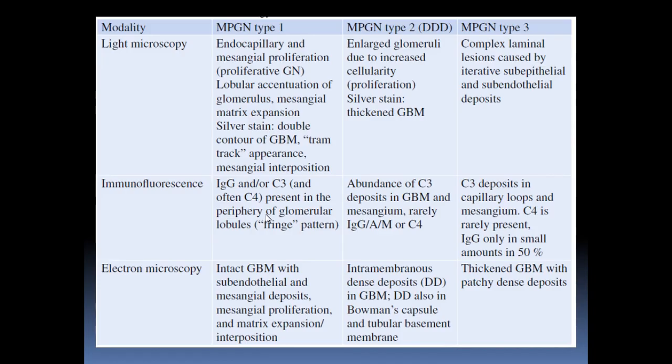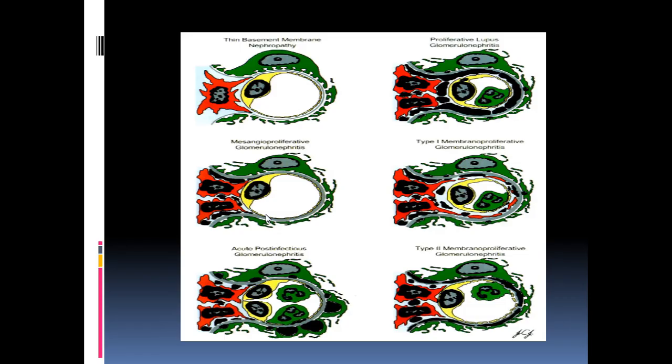And this table again emphasizes MPGN type 1, type 2 and type 3, and how the light microscopy, the IMF and the EM show. And I'll not emphasize more because you have gone through them in your pathology lectures.